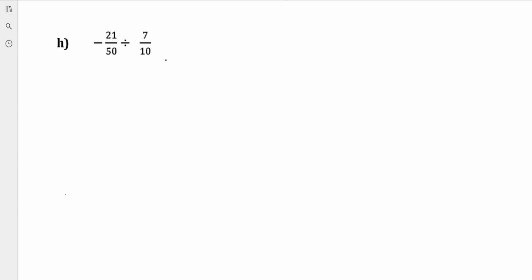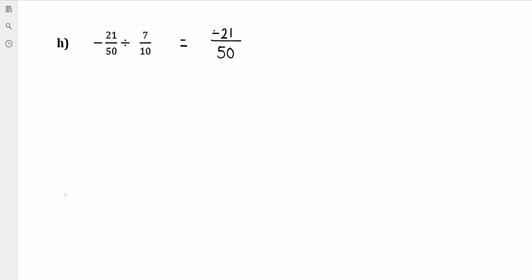Okay, girls, let's solve question H of your test. So this says negative 21 over 50 divided by 7 over 10. So you know how to divide fractions, and you know that what you have to do is stay, change, flip. So the first one stays, negative 21 over 50.